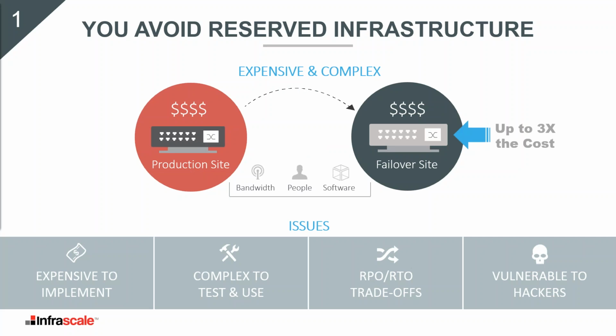So let's just take a look at number one. Avoid reserved infrastructure. So this is definitely something that should be avoided, and really this is why. So we just saw the trade-offs that some solutions can achieve. We were looking at the RTO and cost trade-offs.